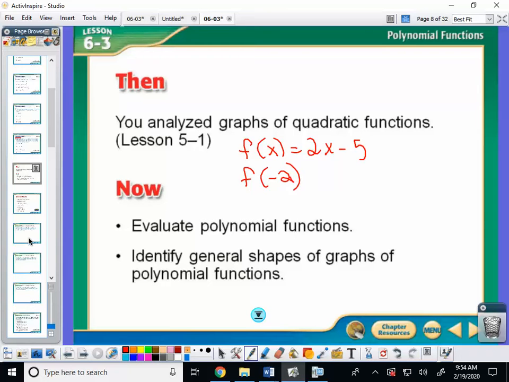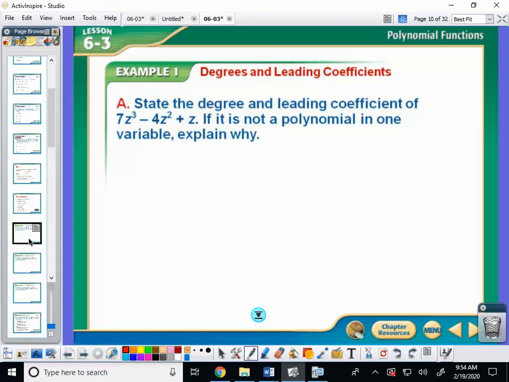So before we get to evaluating those functions, I want to talk about something called a polynomial in one variable. On the top of your notes page, it says to state the degree and leading coefficient. If it's not a polynomial in one variable, explain why. Okay, so there's kind of two tiers here. We talked earlier in this chapter about a polynomial. There were two things that made an expression not a polynomial. Do you remember what those two things were?